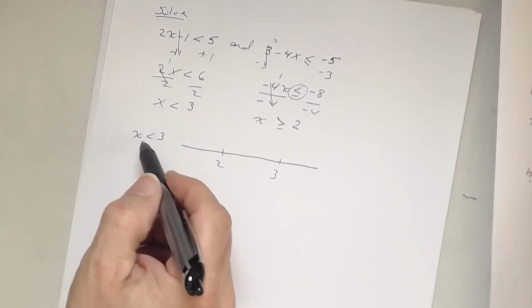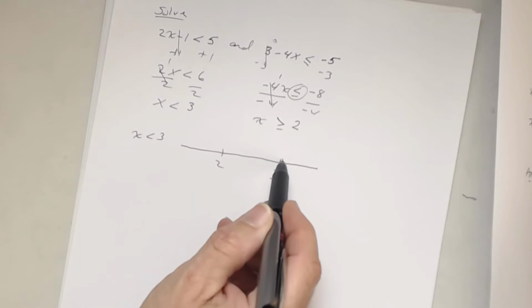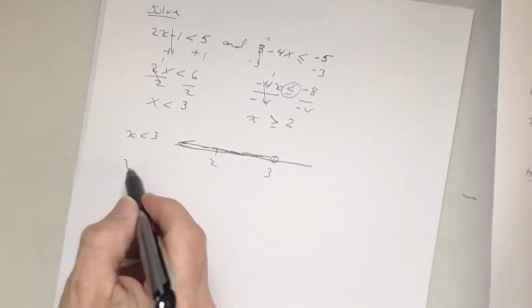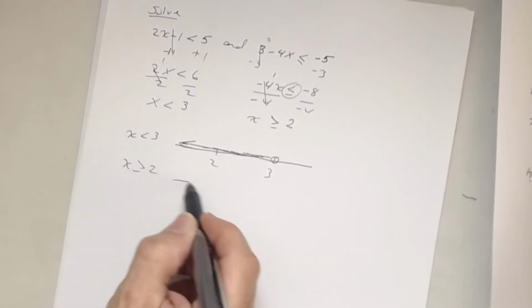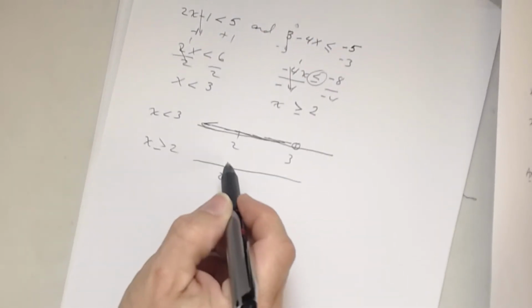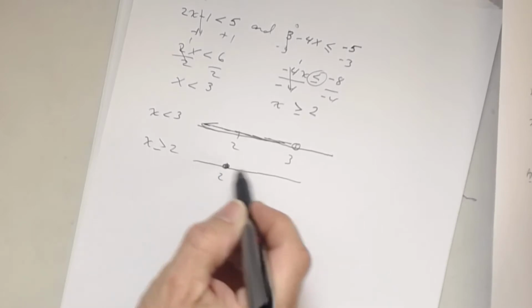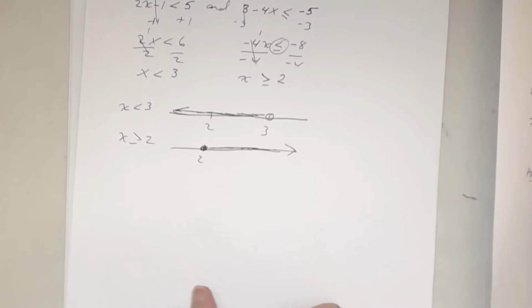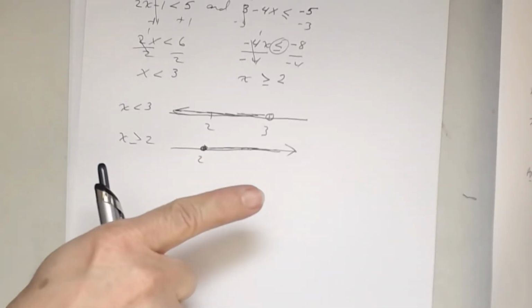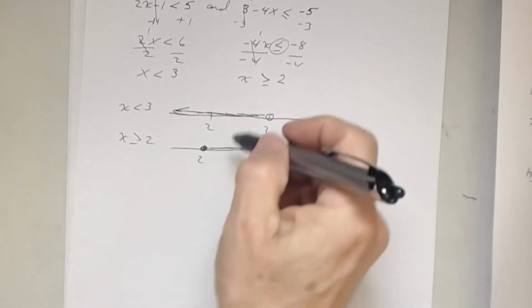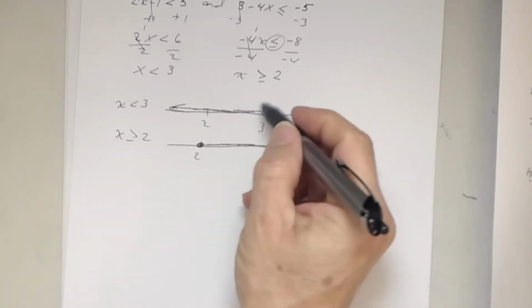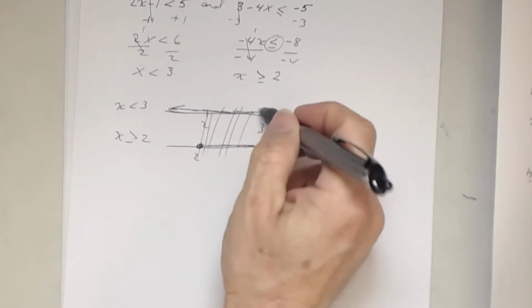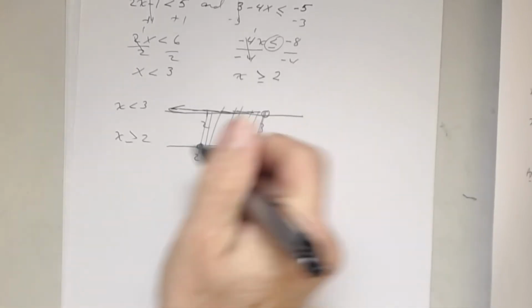Okay, so when we graph x is less than 3, open or closed on 3? Going which way? To the left. X is greater than or equal to 2. So here's 2, open or closed? Going which way? To the right. And the solution to the compound inequality would be where they do what? Intersect, and they intersect from positive 2 to 3.